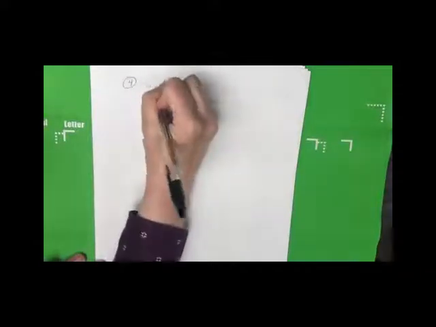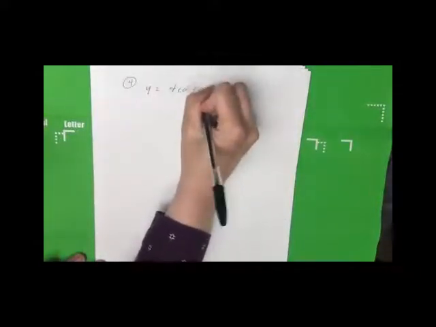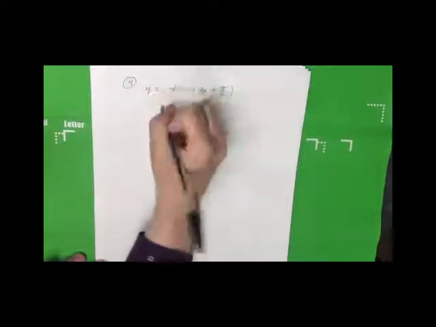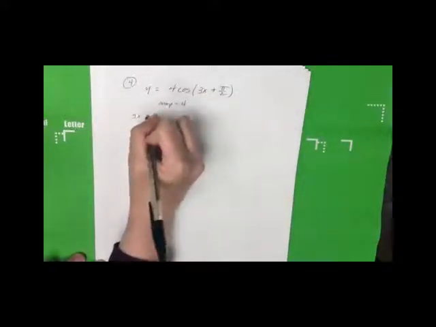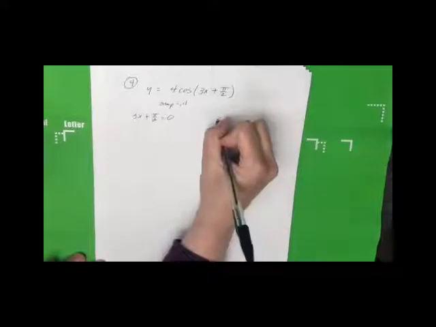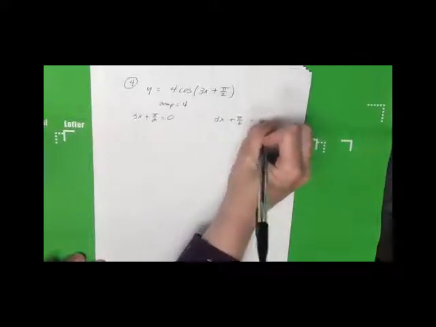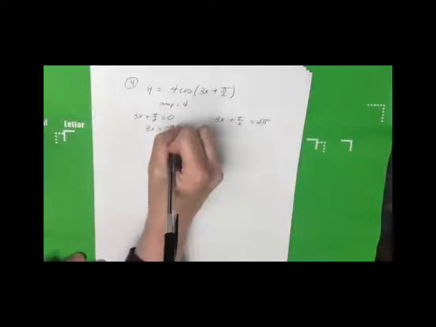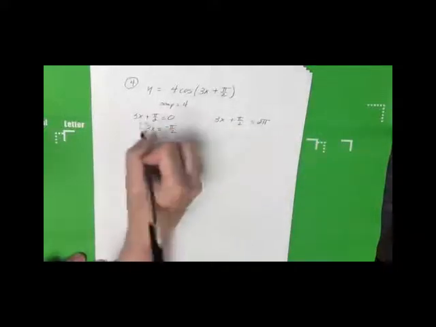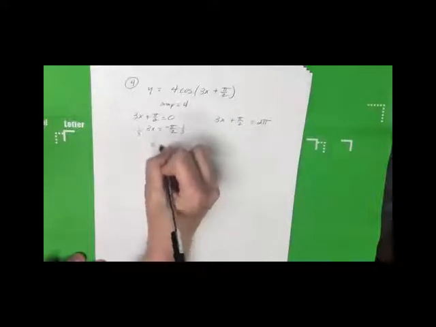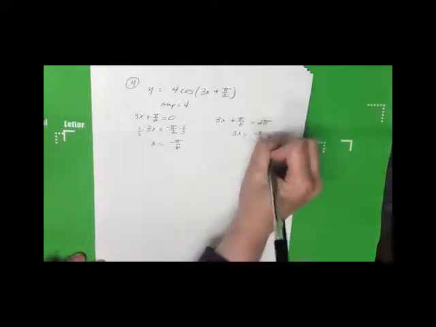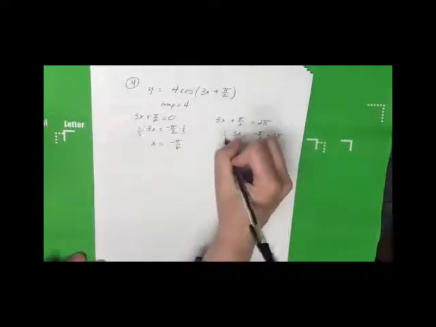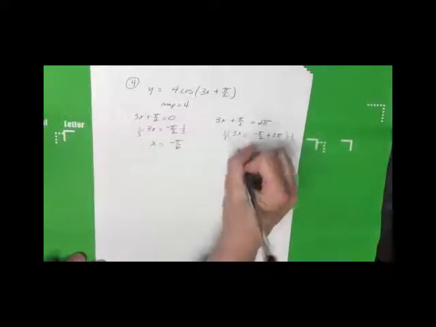And one more. Y equals 4 cosine of 3x plus pi over 2. The amplitude is 4. Remember, the absolute value, so even if this were -4 it would be 4. And then take 3x plus pi over 2, set equal to 0, and 3x plus pi over 2 set equal to 2 pi. I have 3x equals minus pi over 2. I have to divide by 3, or multiply by 1/3. So I have x equals minus pi over 6. Here I have 3x equals minus pi over 2 plus 2 pi, multiplying by 1/3, or dividing through by 3.